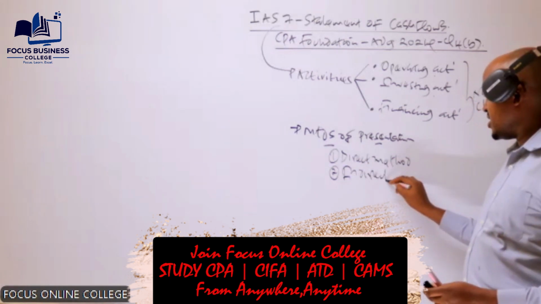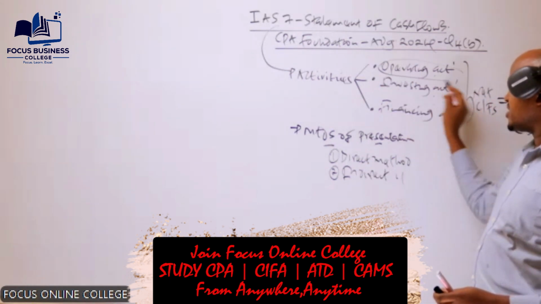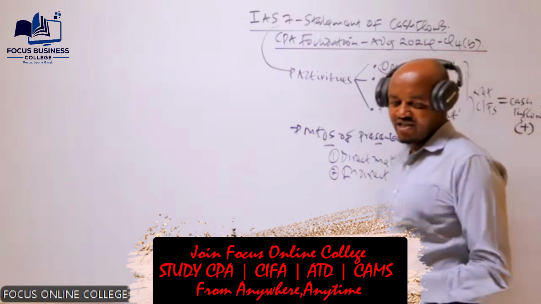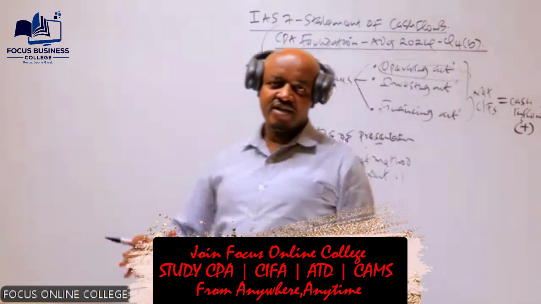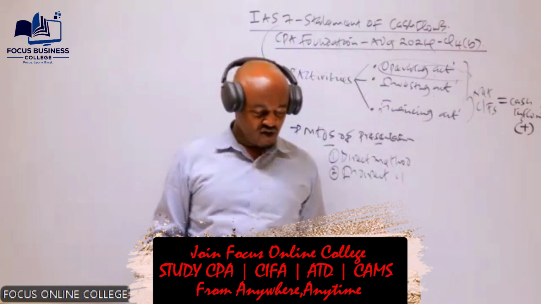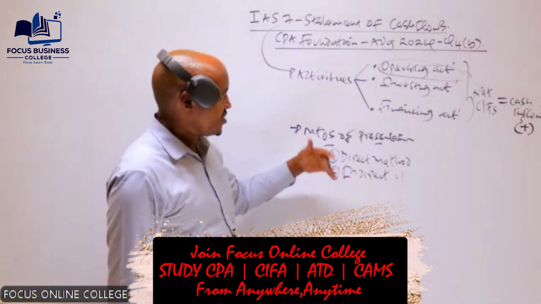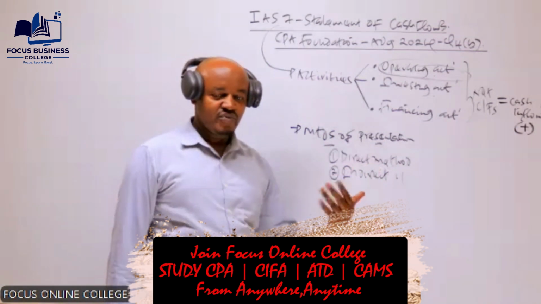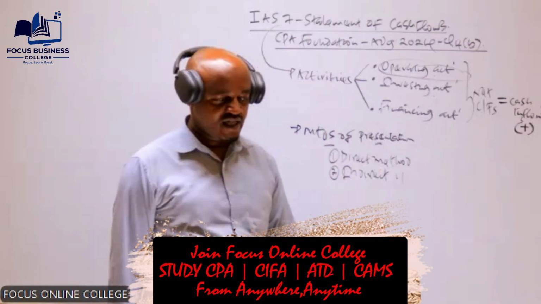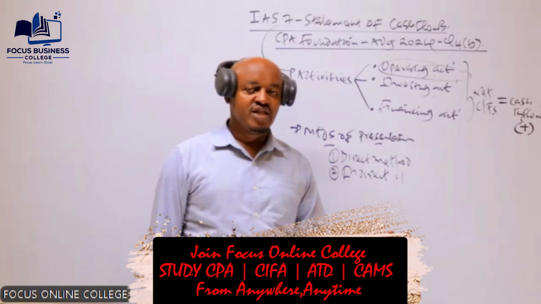The indirect method is basically how we determine the net cash flow from operating activities. That is the only difference, how we determine the net cash flow from operating activities. That is actually the difference between these two methods. So under the direct method, we determine the net cash flow from operating activities using a direct approach.